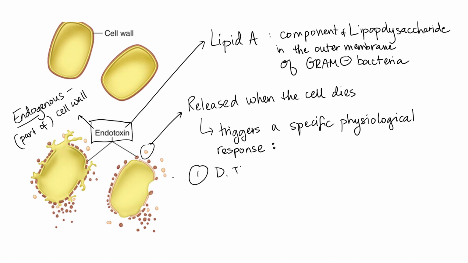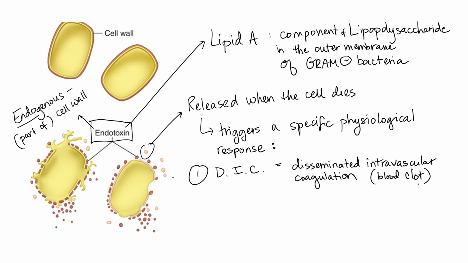One is a condition called DIC, which stands for disseminated intravascular coagulation, which is just a really fancy way of saying a blood clot forms. Okay. We'll take a look at that in more detail on the next slide real quick.